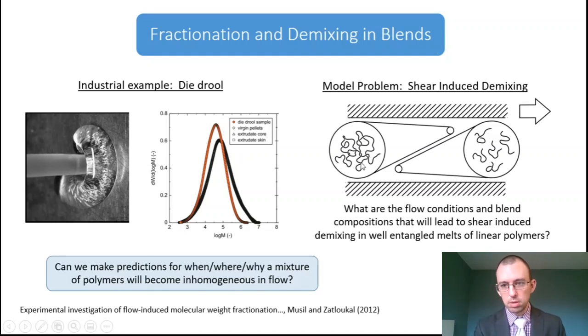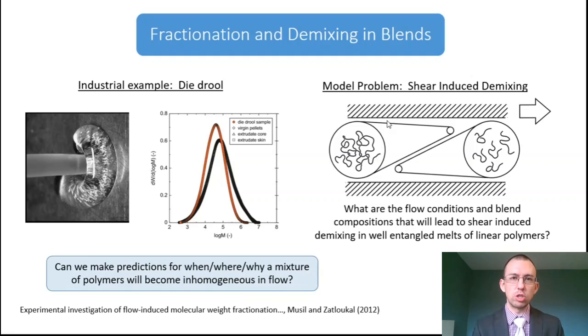Shear-induced demixing will happen even in something as simple as a simple shear flow, and it's been shown experimentally in systems of polyvinyl methyl ether mixed with polystyrene. They've seen this experimentally. But there's no reason that the same thing couldn't or shouldn't be happening in melts with just a single monomer basis, melts of polystyrene or polyethylene or something like that. But it's been less studied in that particular context, and so that's what we're going to explore in this talk.